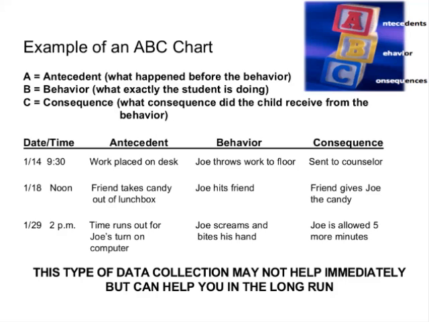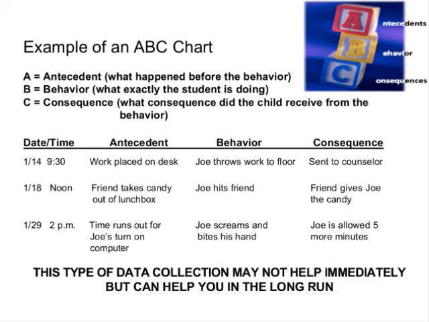So what could you do here? Well, you could alter the antecedent. You could tell the friend, hey, if you don't want Joe hitting you every day, save that candy for after lunch, or don't take that candy out. That would extinguish Joe's hitting behavior in that instance. Or you could, again, teach Joe how to appropriately address the friend for the candy by tapping him on the shoulder or asking for the candy.